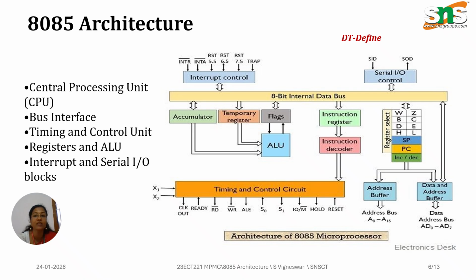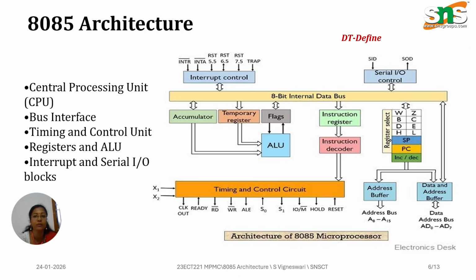Next comes the general purpose registers. These registers are used to temporarily store the data during program execution, and they can be used individually or as register pairs. The register pairs are B, C, D, E, H, L. These are very important register pairs. The HL pair is special because it often acts as a memory pointer. Using registers reduces memory access, which improves the execution speed.